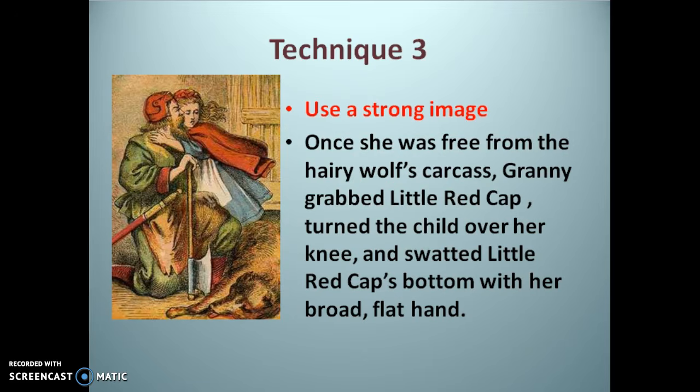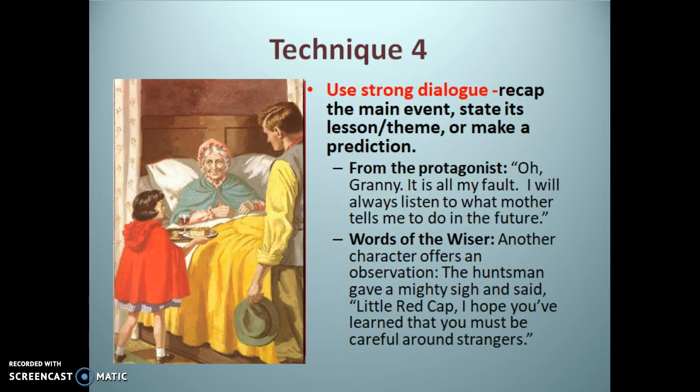A third strategy is to create a strong image that will stay in the reader's mind. In this example, Granny somewhat unexpectedly has grabbed Little Redcap and is giving her a hard spanking. Now, that's not the picture, obviously, but this is the example that we're using. So once she was free from the hairy wolf's carcass, Granny grabbed Little Redcap, turned the child over her knee, and swatted Little Redcap's bottom with her broad, flat hand. Notice again that imagery here helps the reader visualize the scene.